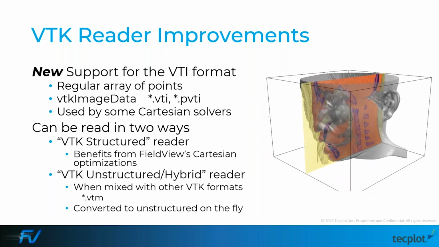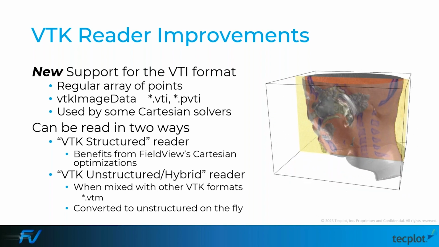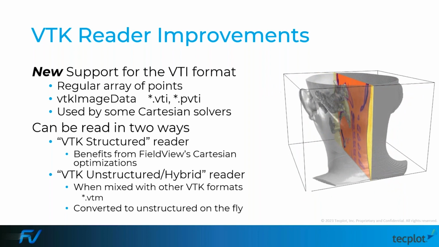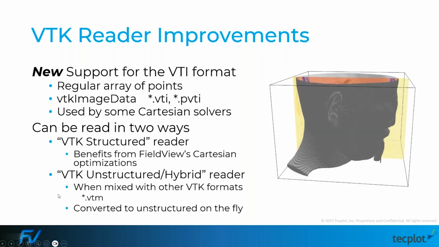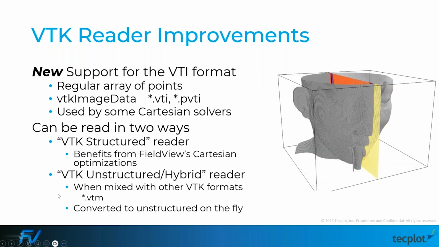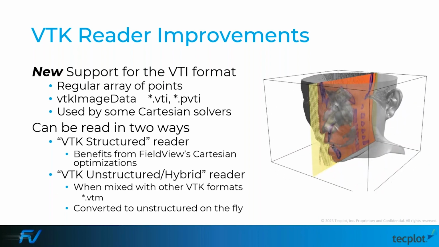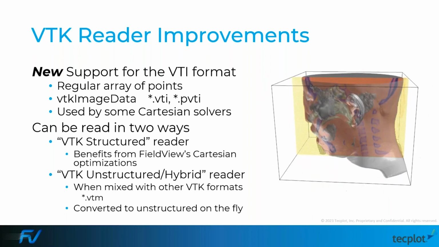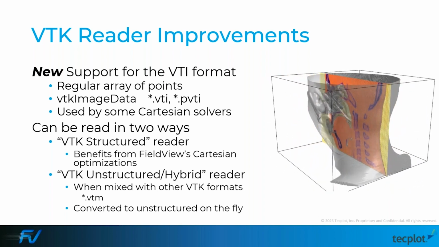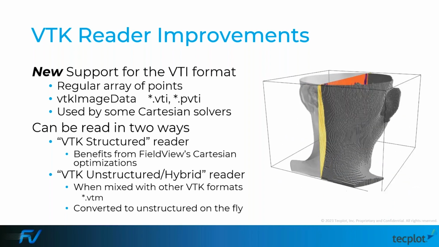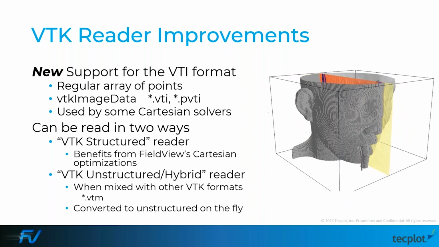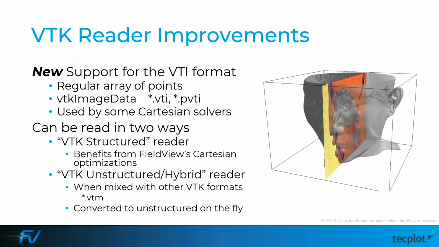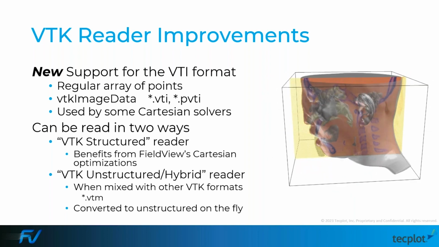If you want to couple this VTI data with other VTK formats like VTU, for instance, inside a VTM file, which is kind of a metadata file around it, then you have to read the VTI through the VTK unstructured hybrid reader. And what's going to happen is that the VTI data is going to be converted to unstructured data on the fly to be matching the rest of your VTM file. So you have both options.